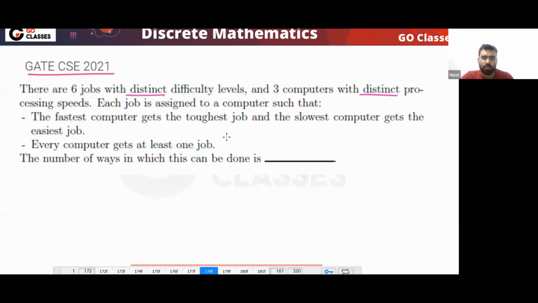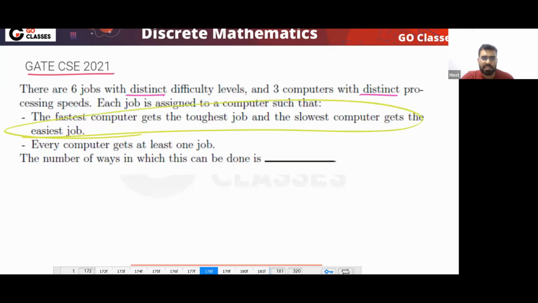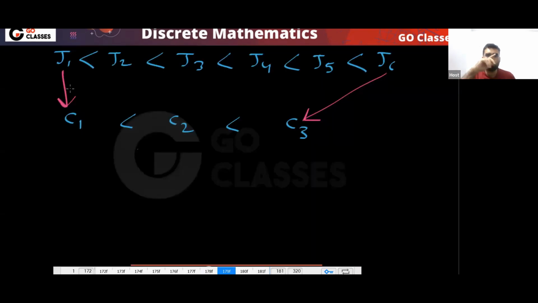The fastest computer gets the toughest job. So tell me, for this job J1, how many choices do you have? Only 1 choice. This will go to the easiest computer. There is no choice for J1, and no choice for J6. Every computer gets at least 1 job. You can remove them. Do not worry about J1, J6.